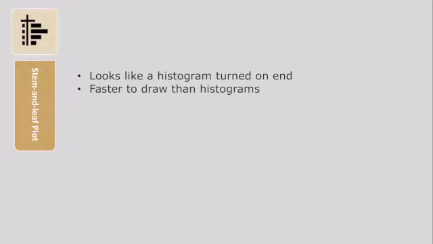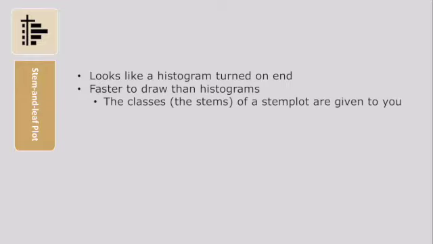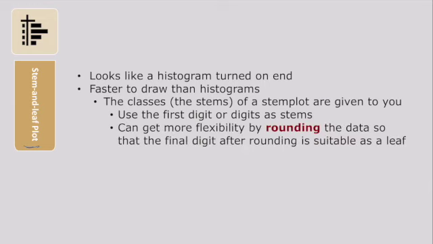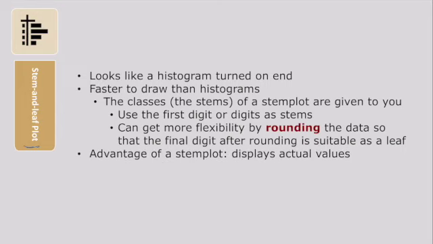The last thing I want to talk about is a stem and leaf plot. It looks like a histogram. It's faster to draw than a histogram, and the classes, or the stems, of a stem plot are given to you. You use the first digit of all your quantitative data, because remember this is only for quantitative data, as the stems. And you can get more flexibility of rounding the data so that the final digit after rounding is suitable as a leaf. And it actually displays the values, as opposed to when you had frequencies, where we don't know the actual weights, for example, of those bison, because they were not expressed. They were kind of all clumped together.